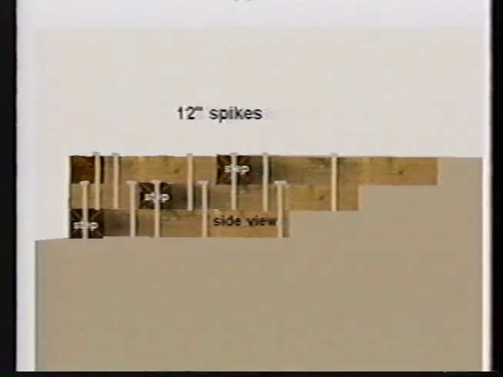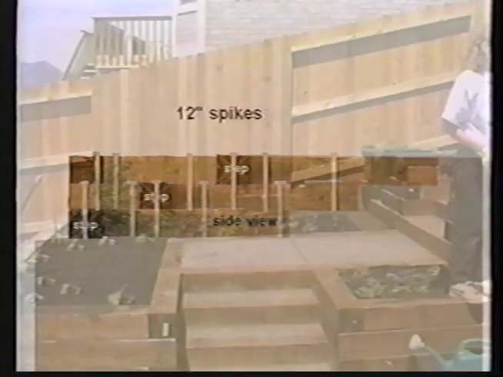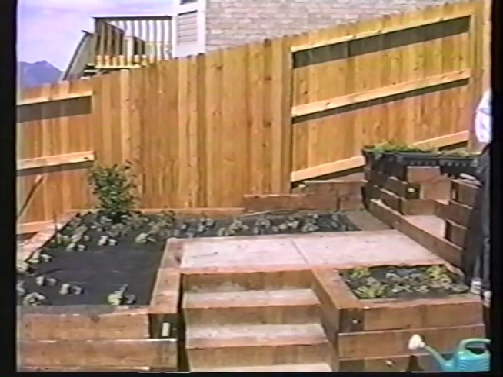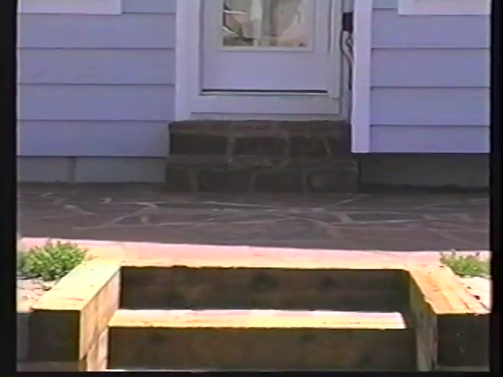Take a timber at least 4 feet long and install it for the next riser. Before you toenail it, be sure it's exactly 12 inches from the leading edge of the riser below. Then toenail and install 12-inch spikes to anchor it. Let us show you some examples of completed steps. Please note that landings can be filled with concrete, brick, or decorative rock.